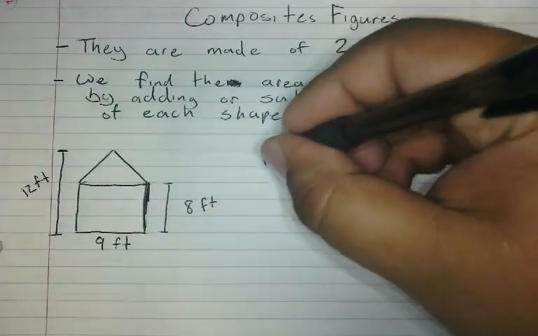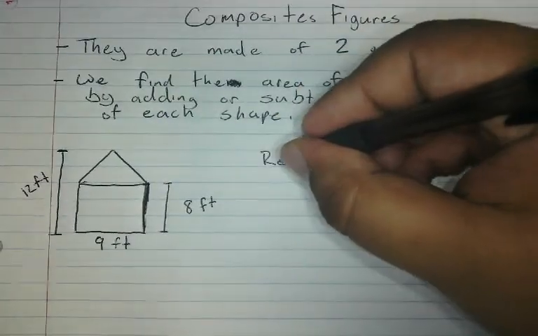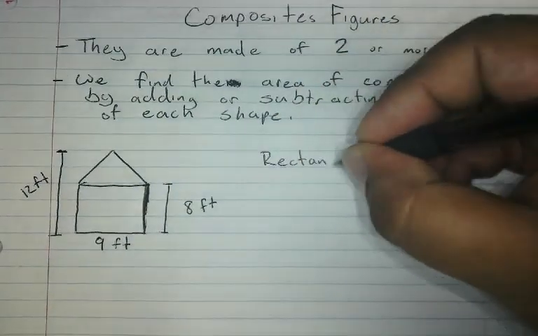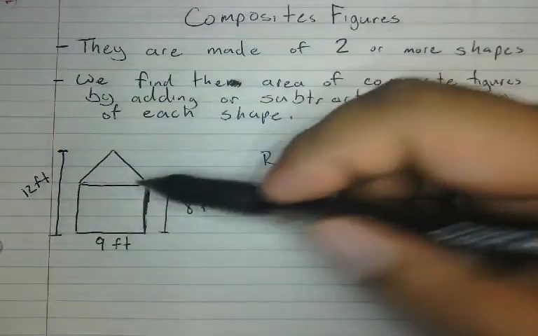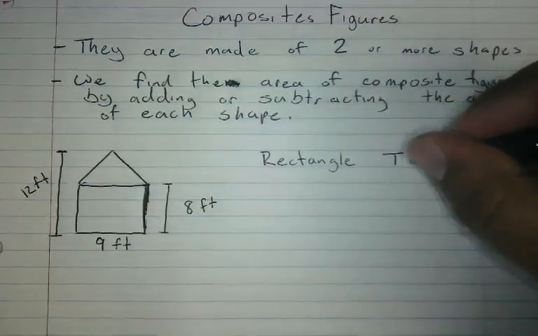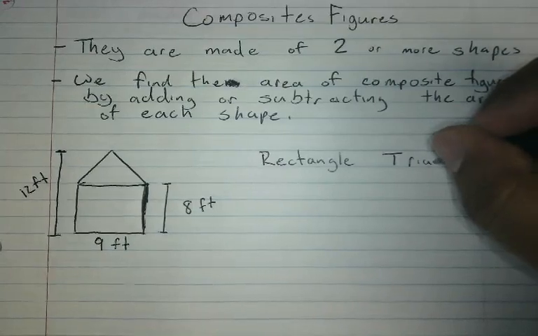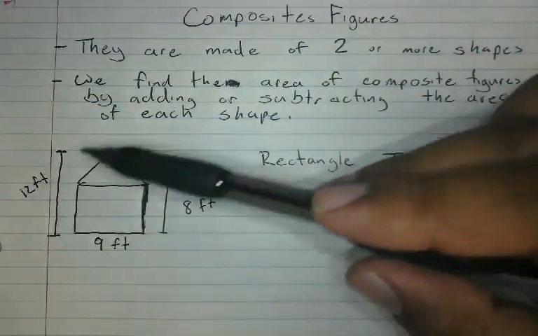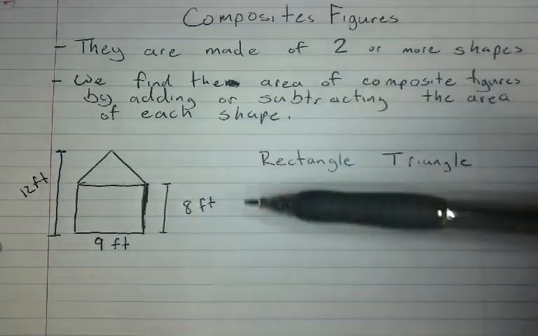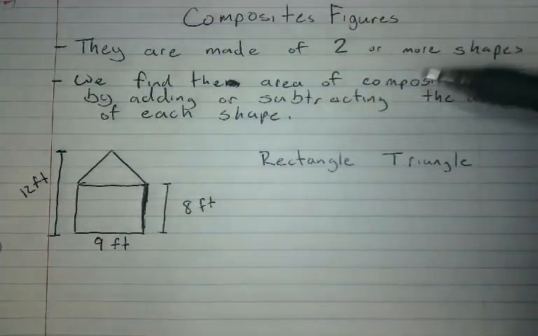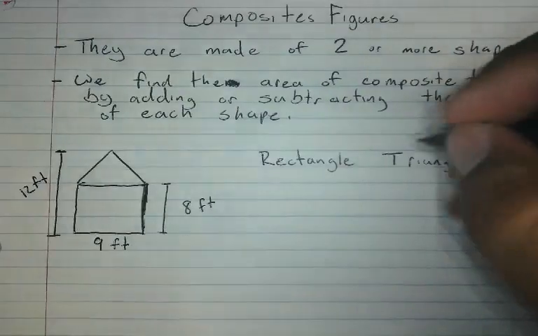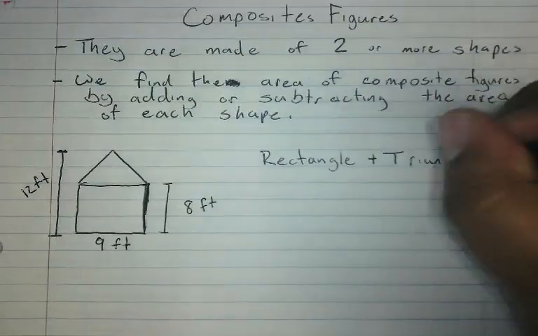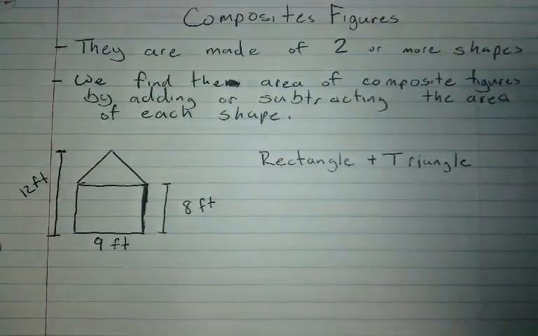So I first saw my rectangle, and then I saw a triangle. When I'm seeing these two different shapes, I'm finding the whole area, so that means I'm going to be combining them, which means I'm going to be adding them. So we're going to add those two shapes together.